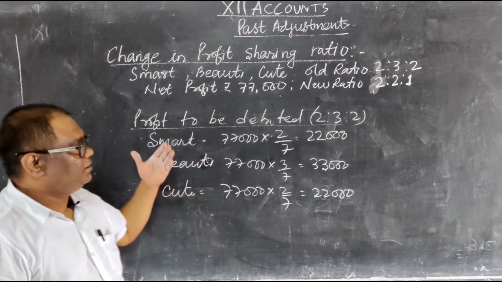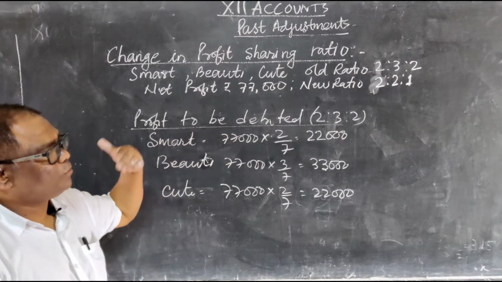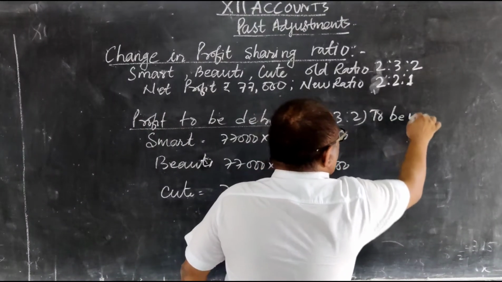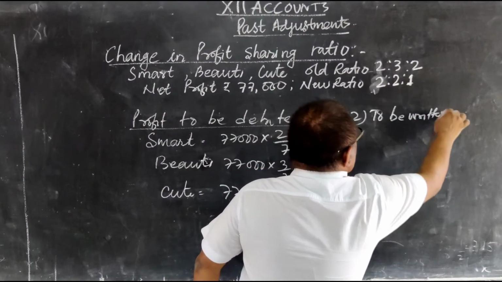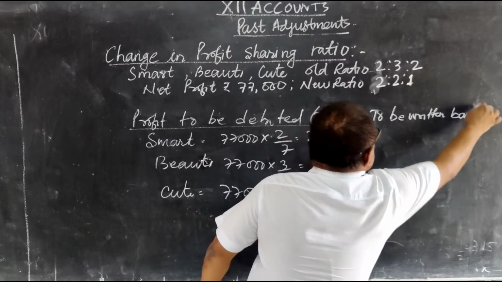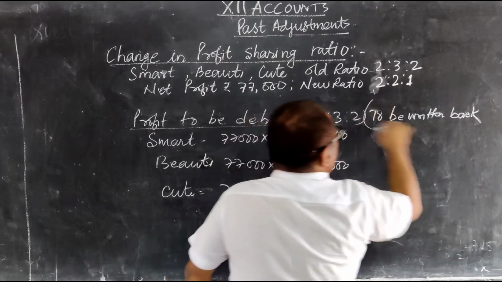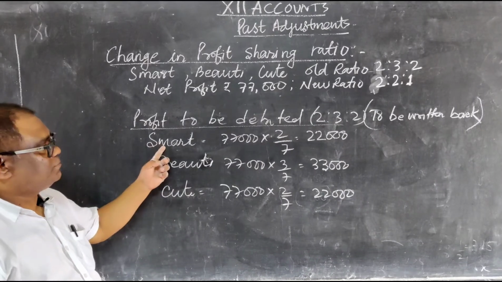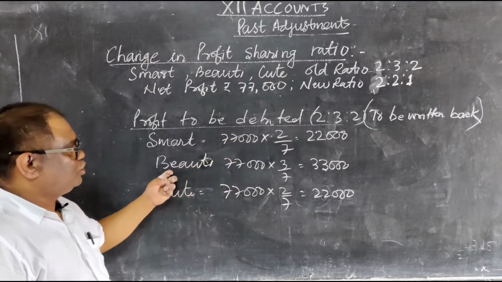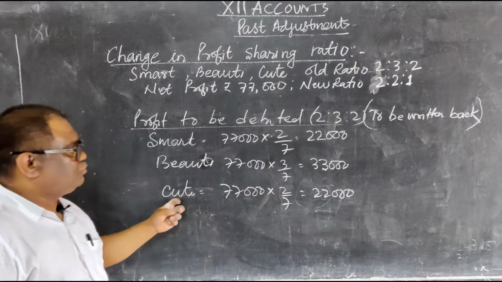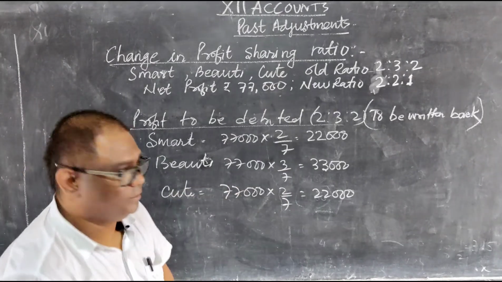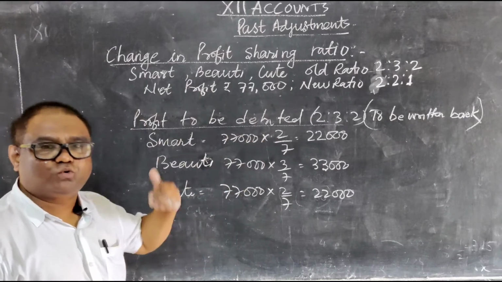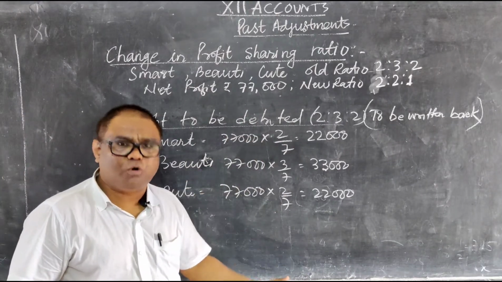Profit to be returned back. This is profit to be debited, or profit to be returned back. Smart should be debited 22,000, Beauty should be debited 33,000, and Cute should be debited 22,000. This is because this profit was distributed in the old ratio 2:3:2. But afterwards, the profit sharing ratio changed.